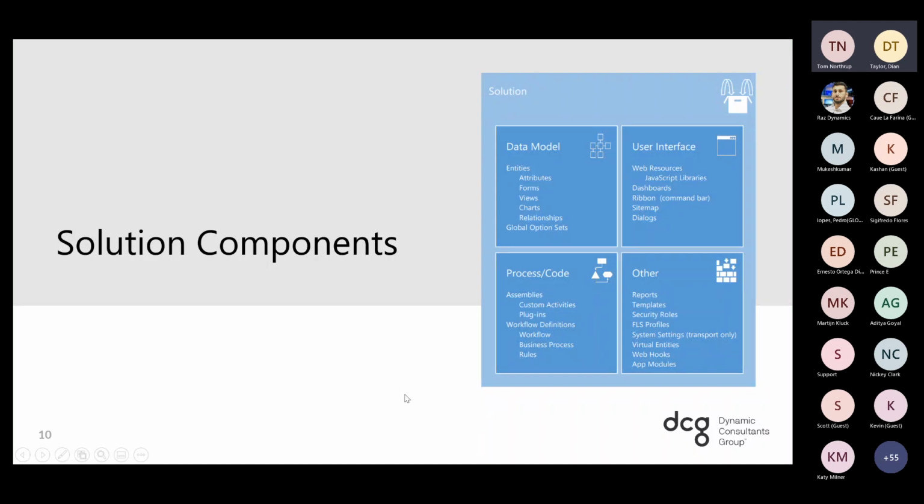So what are things you can put in a solution? Microsoft is calling this making components solution aware. And you'll see in the back end, they are adding continually to what components can be solution aware. They're increasing everything to be solution aware as much as possible. So you have the data model, which is your entities, tables, your columns or attributes, global option sets, your user interface, which is your web resources, dashboards, ribbons, sitemaps, dialogues. You can add reports, templates, security roles, system settings, virtual entities, webhooks, connections now.